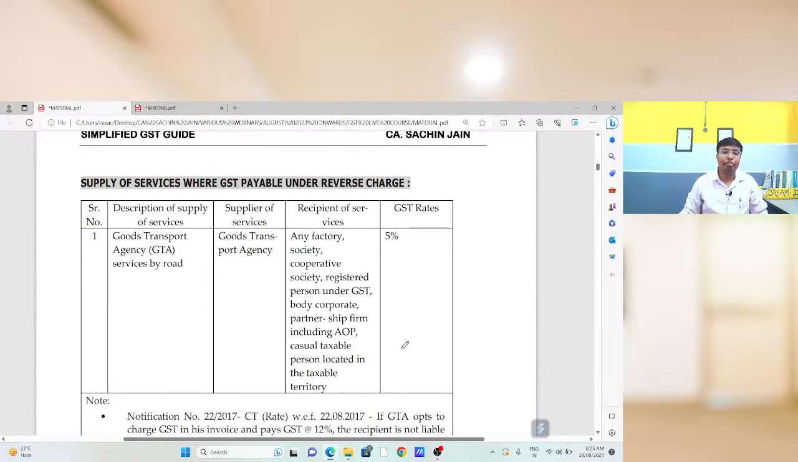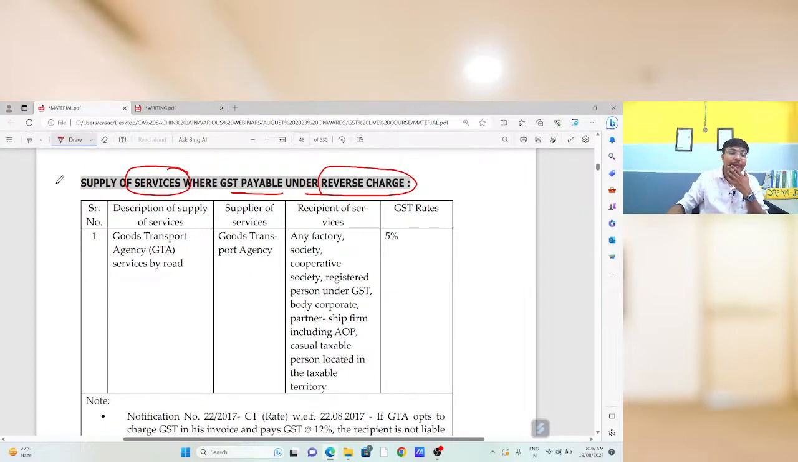Now there is a specific list on account of services where the GST is payable under reverse charge mechanism. So now we are going to discuss the complete list of services on which reverse charge mechanism is applicable.